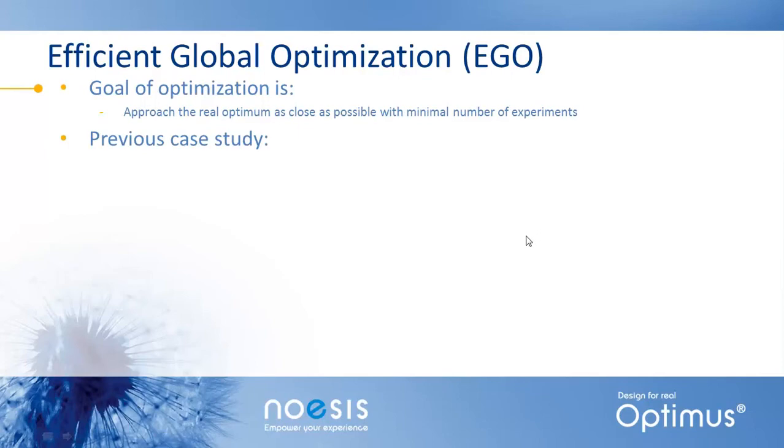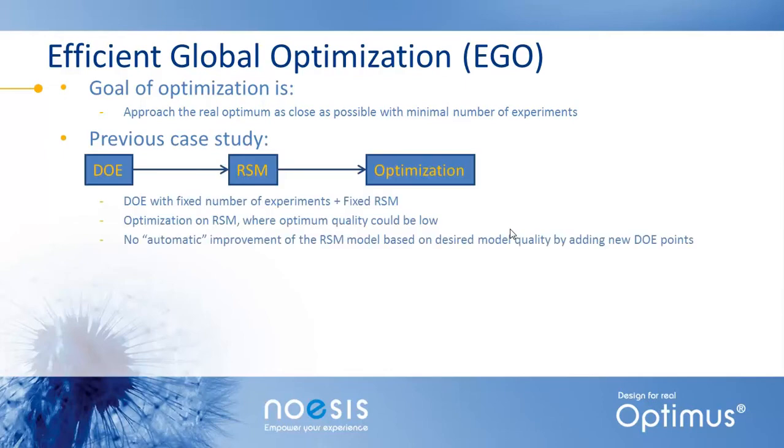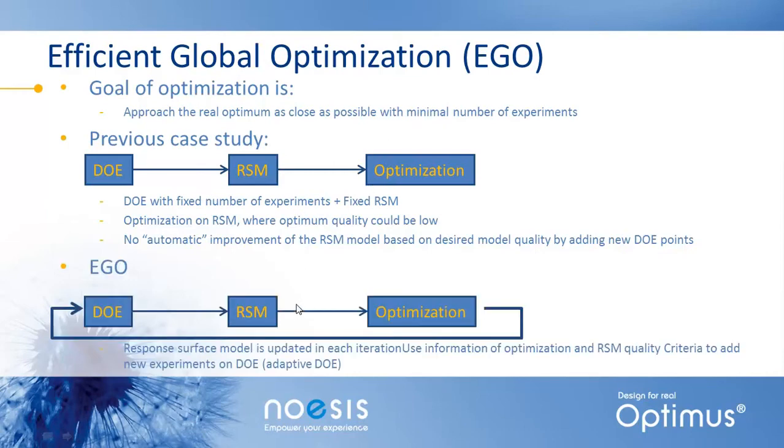So what we do here is an efficient global optimization, where we want to find the real optimum with as few experiments as possible. And instead of doing a manual design of experiments, creating a manual response surface and doing the optimization on a fixed response surface, we will now use a sequential or adaptive approach where we enrich the response surface with points in regions where we find it interesting, where we can expect the most improvement of our model.